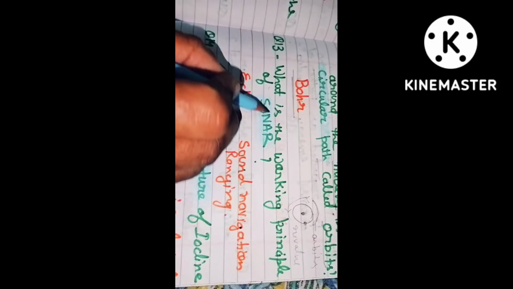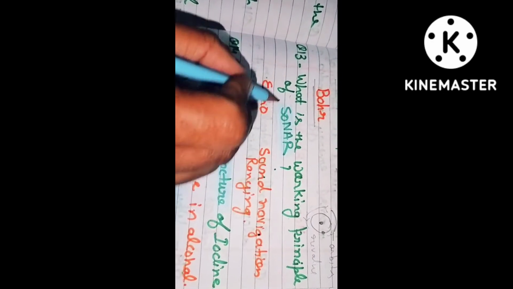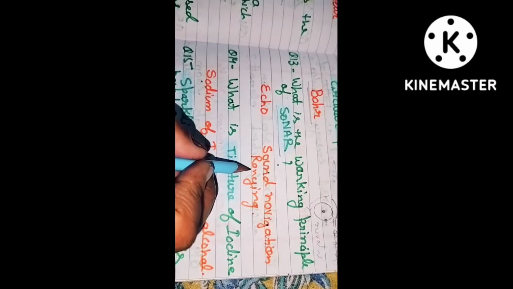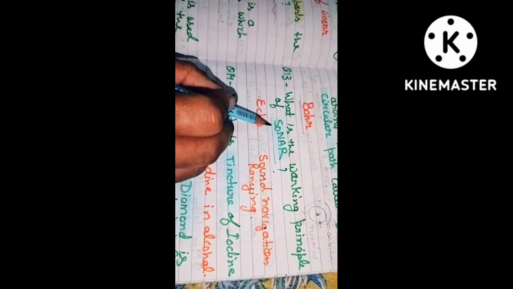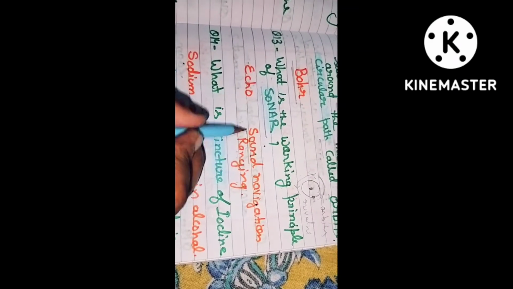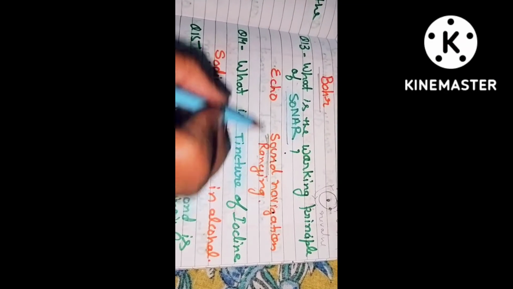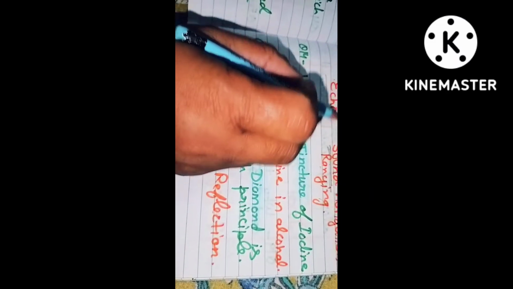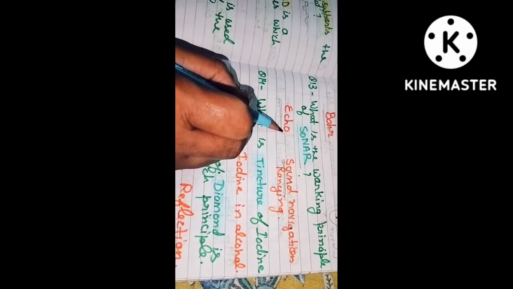Next, what is the working principle of sonar? Sonar full form is Sound Navigation and Ranging. It is used for sound. Sound, it is echo. The working principle of sonar is based on echo.